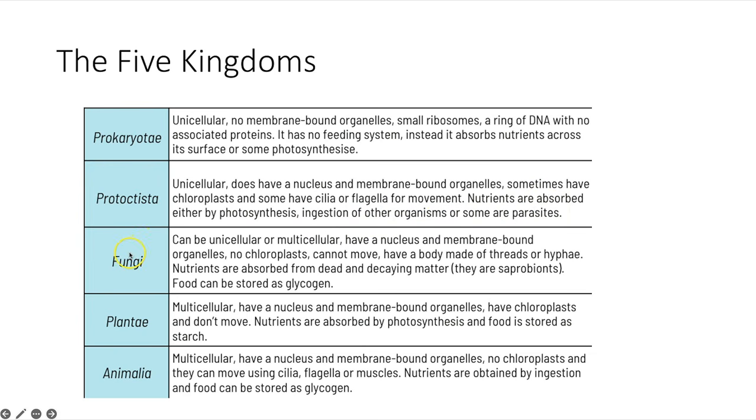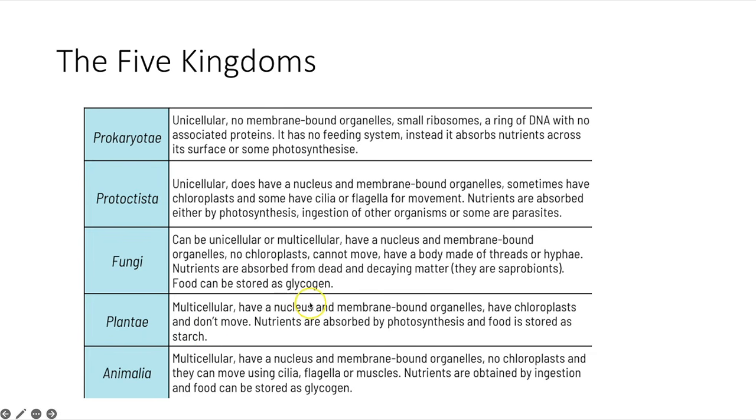Nutrients are absorbed either by creating it from photosynthesis or ingestion, or some of these organisms are parasites, for example malaria. Fungi can be unicellular or multicellular, so unicellular examples are yeast, and have a nucleus, membrane-bound organelles, no chloroplasts, cannot move, they have a body made of threads or hyphae, nutrients are absorbed from dead and decaying matter, so they are saprobionts, and they can store carbohydrate food as glycogen.